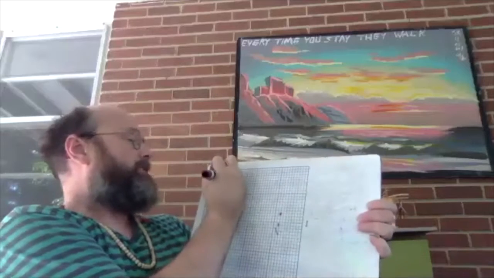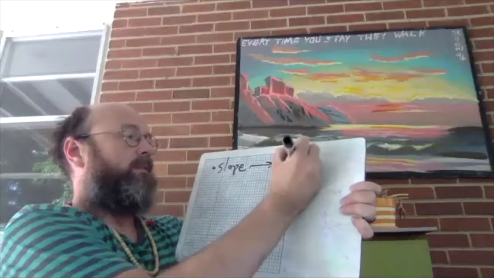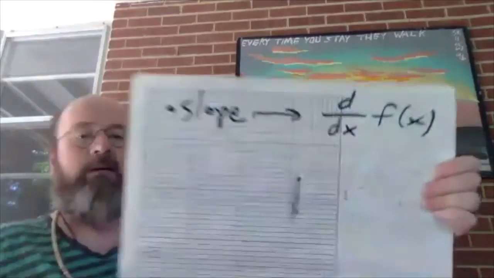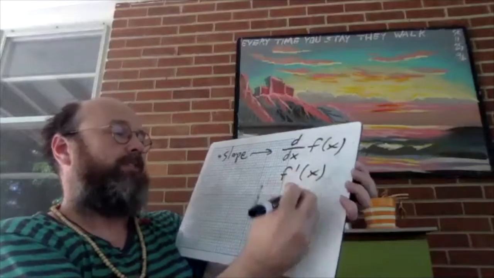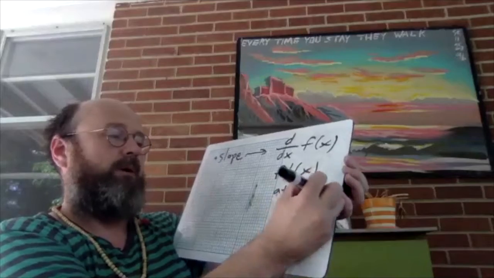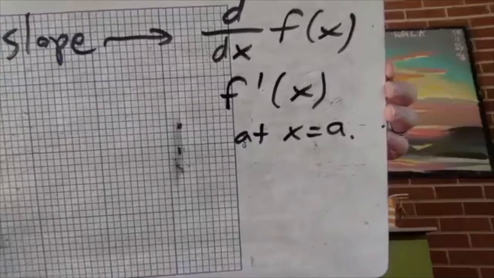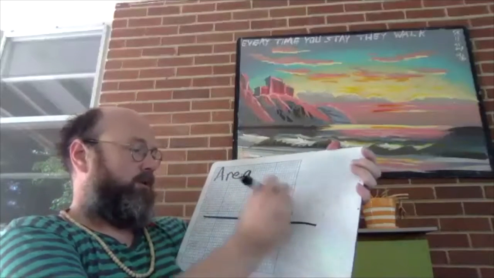Now, in particular, just as the slope of the tangent line has this notation, or this notation, at the point x equals a, perhaps. You know, you're at some point and you want to look at the slope of the tangent line there. There's a similar notation for the area. The area under the curve.